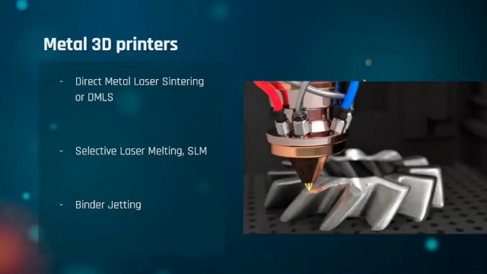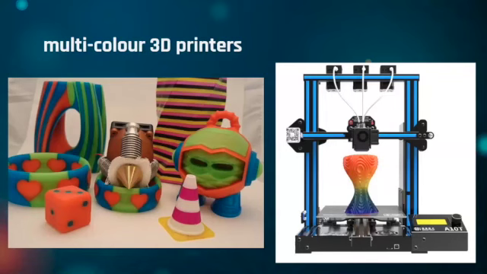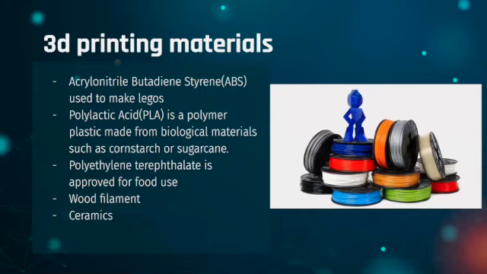So there's also multicolor printers, which is basically it can print two different colors at the same time. So you can have different colors on your build, as you can see in these pictures. And then 3D printing materials. So what do you guys think can be used as a material for a 3D printer?